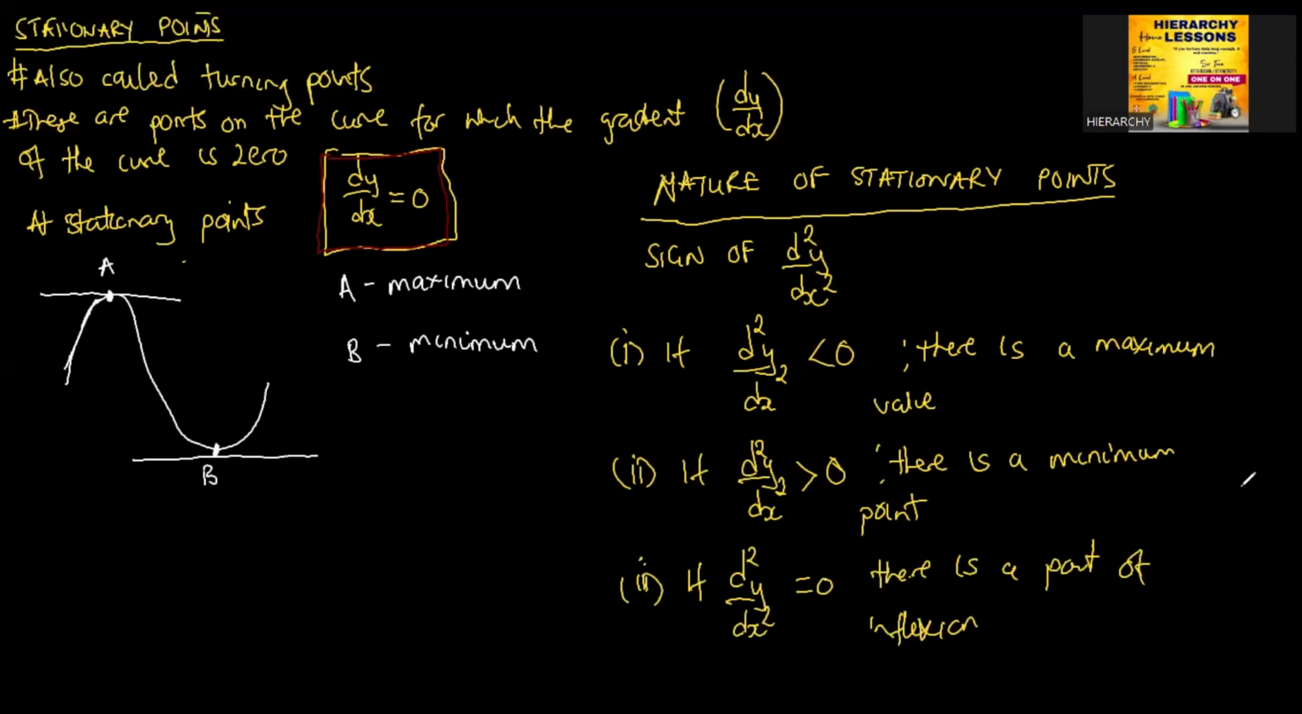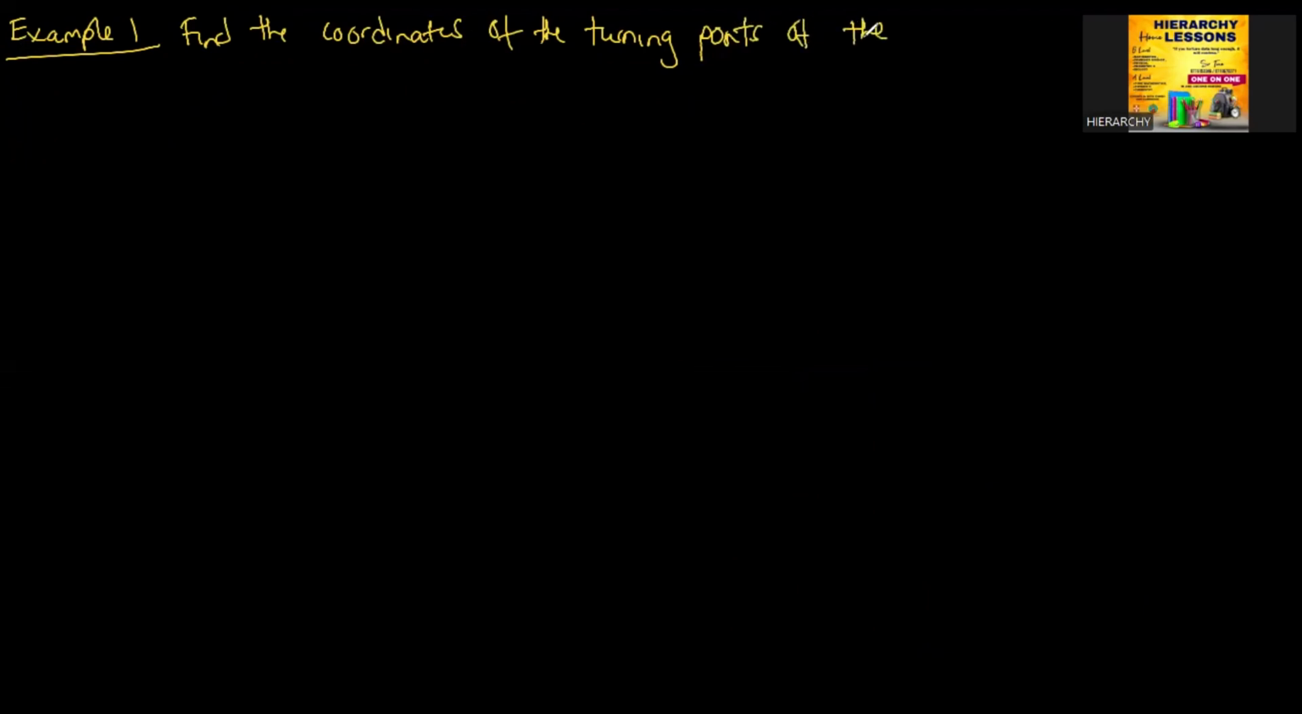We're going to look at an example. Example 1: Find the coordinates of the turning points of the curve y is equal to x cubed minus 3 over 2 x squared minus 6x plus 12, and determine their nature.